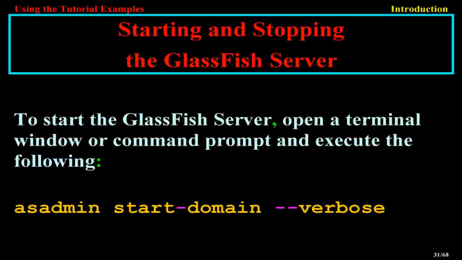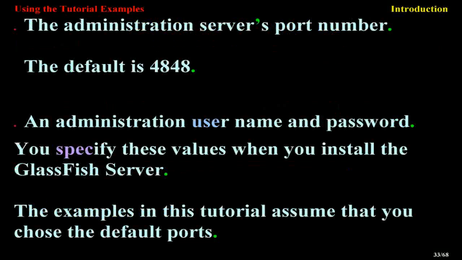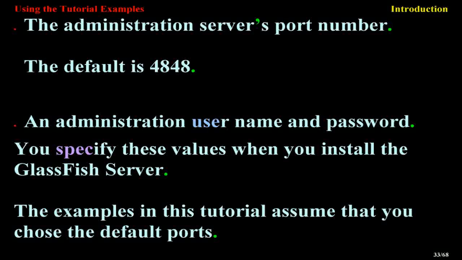To start the GlassFish Server, open a terminal window or command prompt and execute the following: asadmin start-domain --verbose. A domain is a set of one or more GlassFish Server instances managed by one administration server. Associated with a domain are the following: the GlassFish Server's port number, the default is 8080; the administration server's port number, the default is 4848; an administration username and password. You specify these values when you install the GlassFish Server.